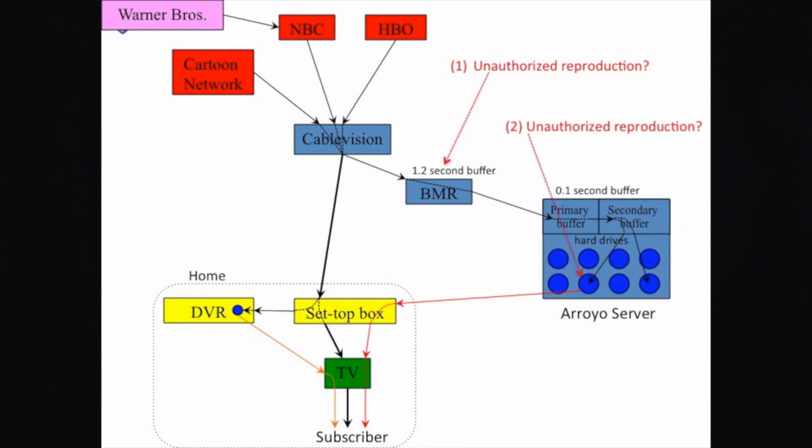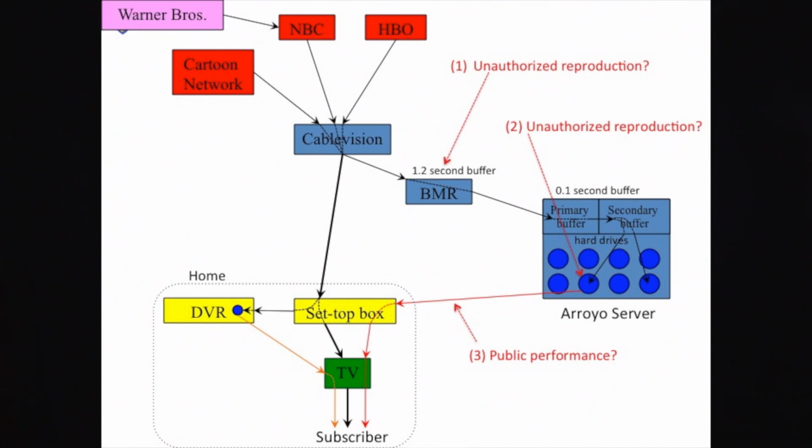Second, they argued that making the much more durable copies of their shows on the Arroyo server hard drives gives rise to a second violation of Section 106(1). Third, they argued that the delivery of the programming from the Arroyo server to the subscriber at the subscriber's request would constitute an unauthorized "public performance" in violation of Section 106(4). We'll discuss the second and third of those claims in future lectures. For present purposes, we're concerned only with the first one.